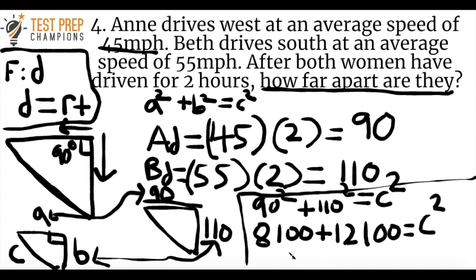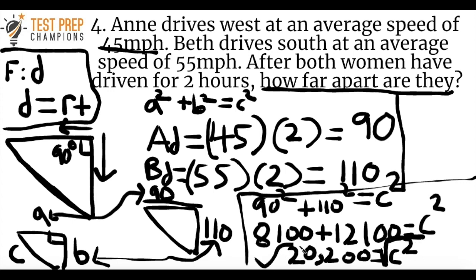We'll find that 20,200 is equal to C squared. So is this the correct answer, yes or no? The answer is no. We found C squared, but we want to find C. So when you've got 20,200 equals C squared, you just want to get C. We have to take the square root of both sides of our equation: the square root of C squared, which gives us C, and the square root of this big number, 20,200.